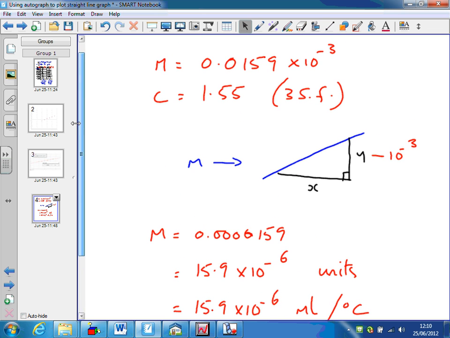What does the C represent? C represents the volume of the gas before we started to heat it up. This is the volume of the gas at 60 degrees centigrade.